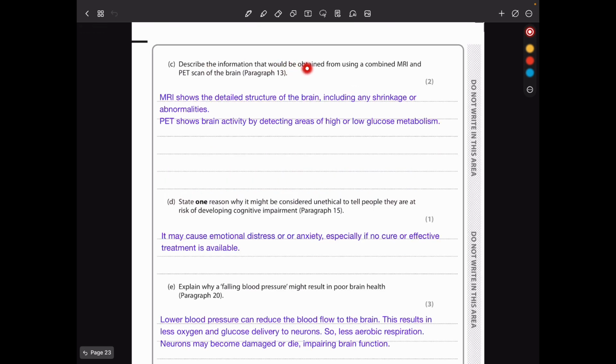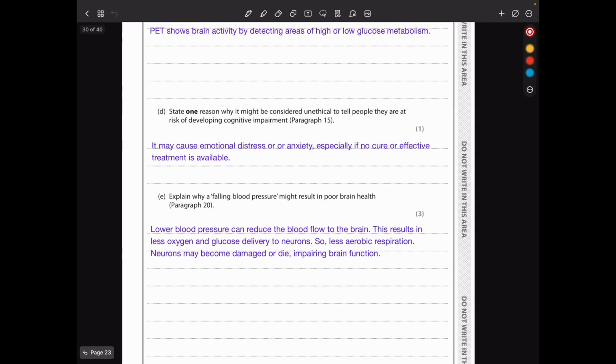Describe the information that will be obtained from using a combined MRI and PET scan in the brain. MRI is going to show detailed structure of the brain, including shrinkage or abnormalities. And the PET scan shows brain activity by detecting areas of high or low glucose metabolism.